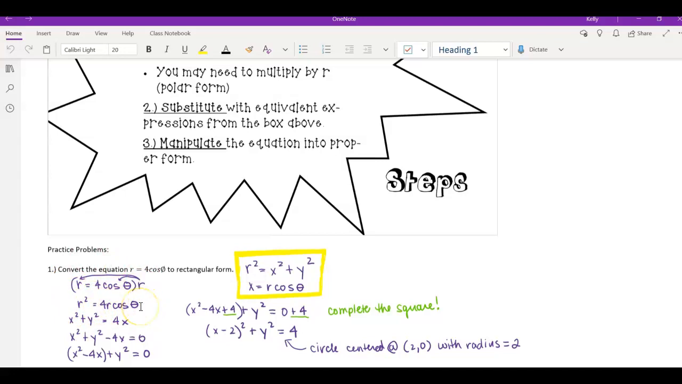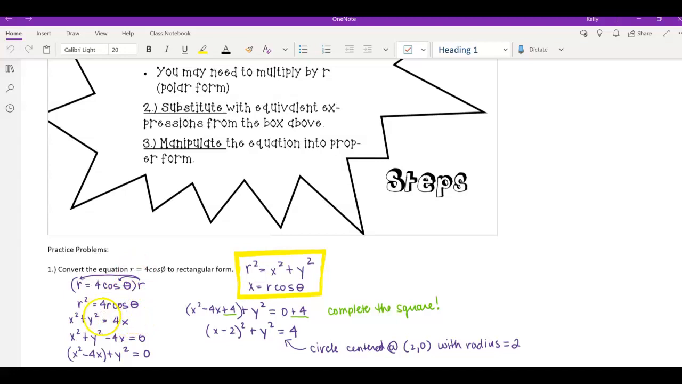Then you're going to go through and replace the things on the left side, everywhere there's an r or an r cosine theta. So you'll see I put in x squared plus y squared on the left side, and this whole r cosine theta I substituted with x. So that's steps 1 and 2.